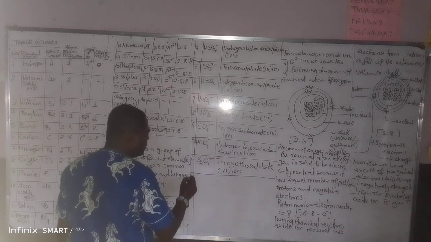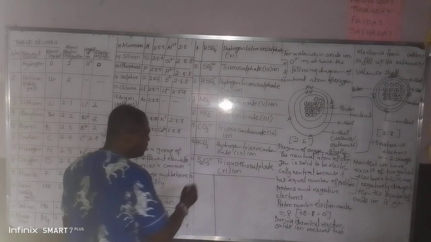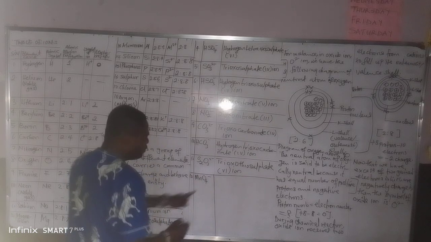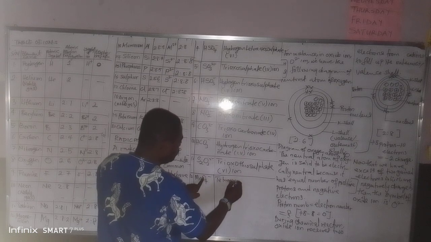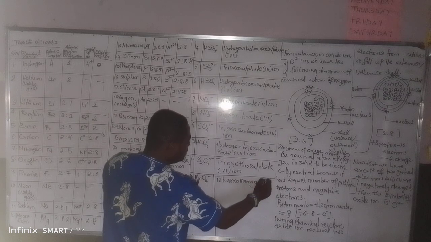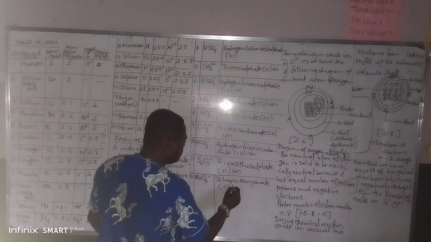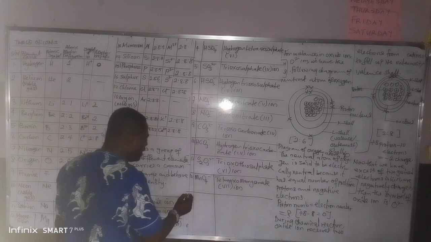Then the next one, number 12, we have MnO4 minus. This one is tetra, that's 4. This oxygen is oxo. This Mn is manganate. Tetraoxomanganate what? 7 ion. So that is that. That 7, you just have to memorize it. There is nothing to prove it out.